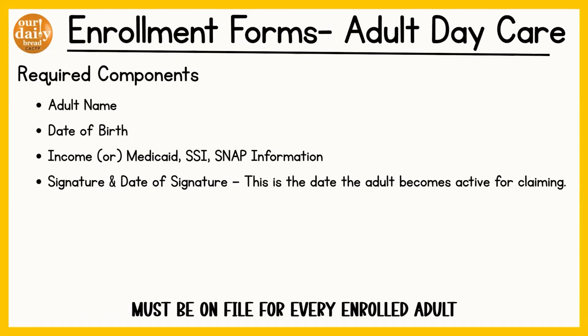Enrollment forms for adult daycares. For them, we're looking for the adult's name, date of birth, their income or Medicaid, Social Security, or SNAP information, and signature and date. And just like with the children, this is the date that the adult becomes active for claiming.